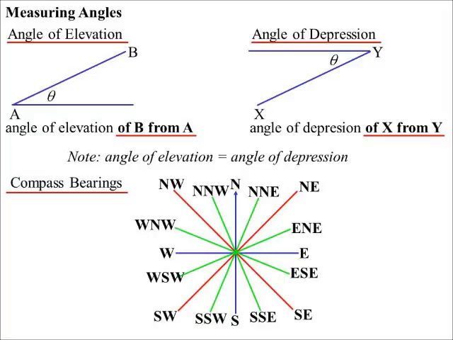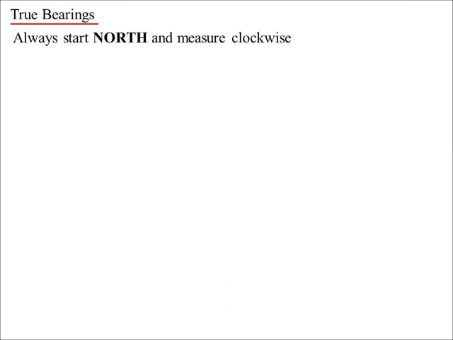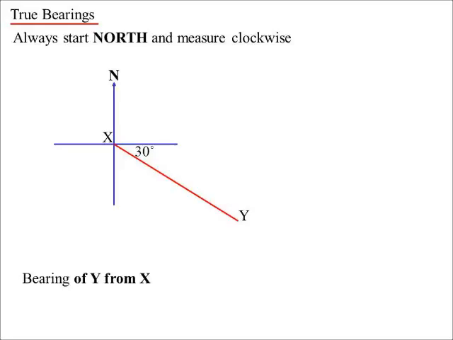So we tend to, after that, just say, all right, north, and I'm going this many degrees towards east, or this many degrees between. True bearings is another one, where we just start at north and say, okay, I'm going around this many degrees. So there's X, there's Y. The bearing of Y from X. So the compass is at X. Let's put it in. That's 30 degrees. So it's 120 degrees as a true bearing.